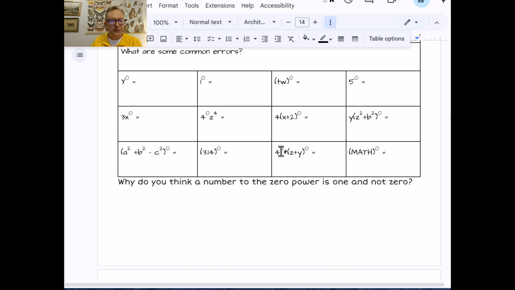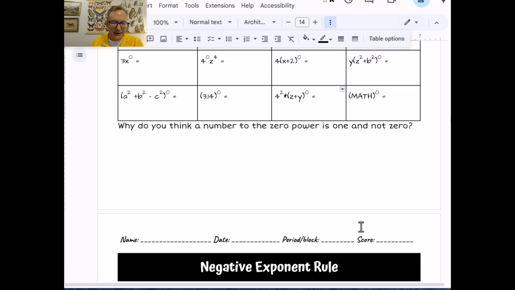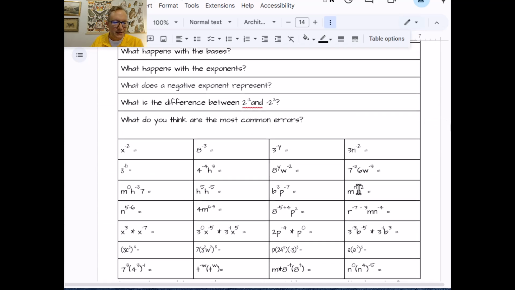And we got some pretty cool questions here like 4 squared times whatever this is. Well, that's going to be 1. So 4 squared times 1 is 16. Trying to develop that number sense.